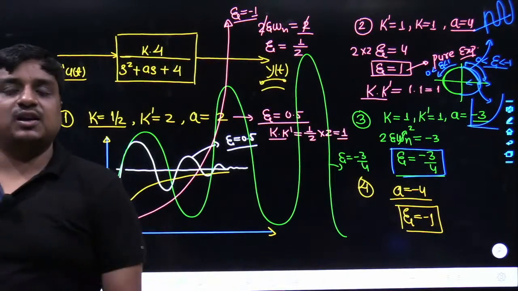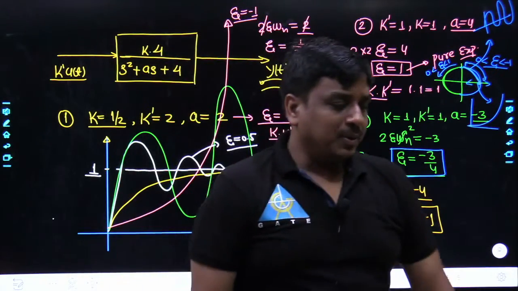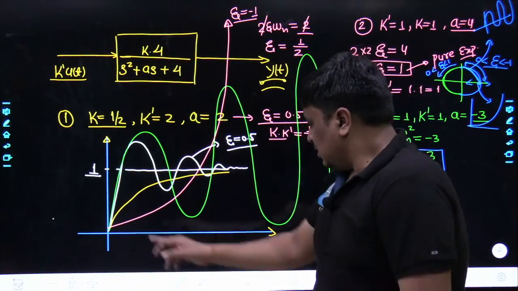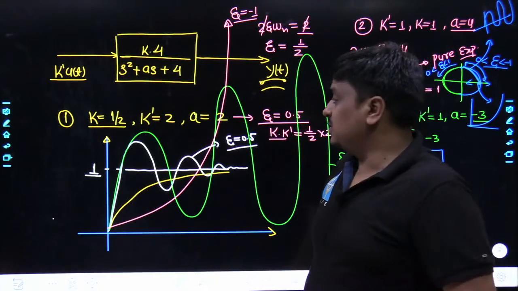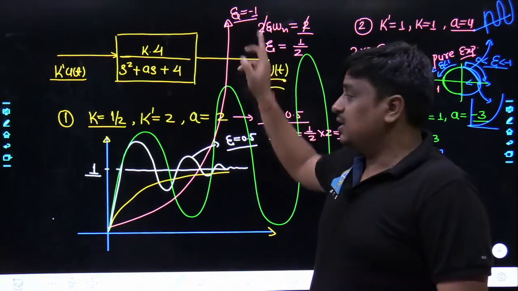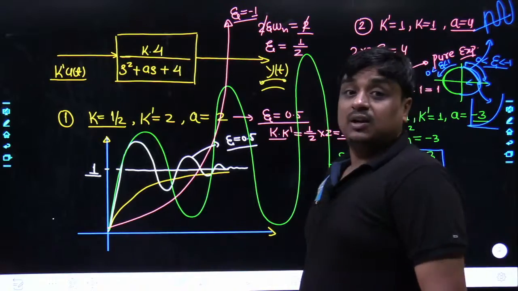If it is clear, just write clear over the live chat, so at least I'll get to know the things are properly communicated. And I have seen only once this problem have come where the output is unbounded, and they have given two different options. In the first option the output was unbounded exponentially, and in the second option the output was unbounded oscillatory.